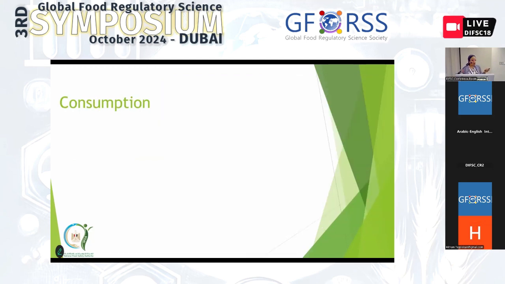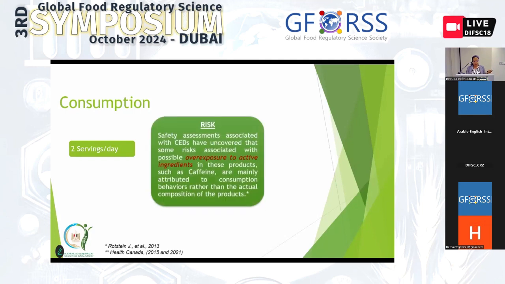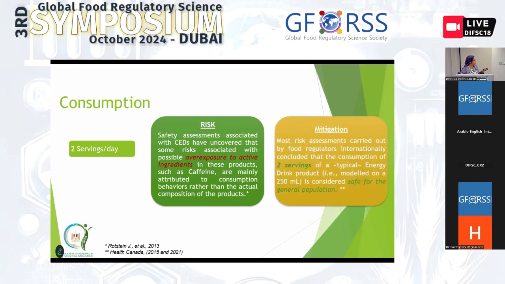The second risk was consumption. So it was decided that 2 servings per day was a reasonable approach. As mentioned previously, the risk of these products was mainly the overexposure to the active ingredients rather than the use of these products. The mitigation was that most risk assessments carried out by food regulators internationally concluded that the consumption of 2 servings of a typical energy drink product, modeled on 250 milliliters, was considered safe for the general population.